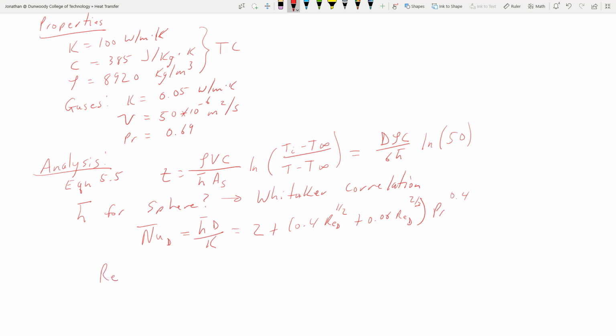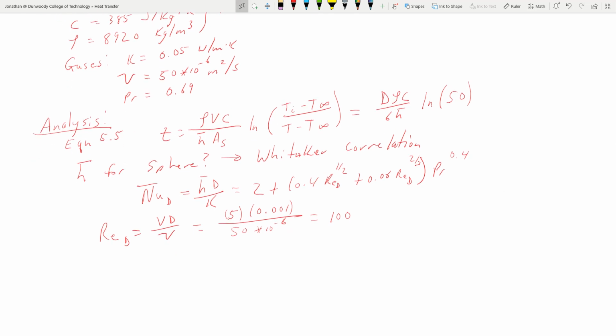What's our Reynolds number? It's going to be velocity times the diameter over nu. So we get 5 meters per second, our diameter is 0.001. It's looking pretty small so far. Nu, though, is 50 times 10 to the negative 6. So we're going to get something at 100. So pretty slow. We should go back and verify that our correlation here is sufficient with Reynolds number of 100.